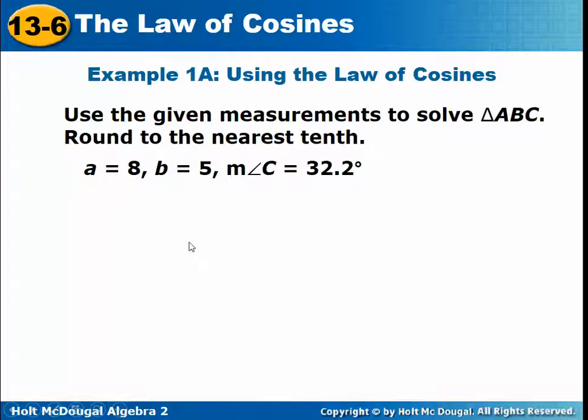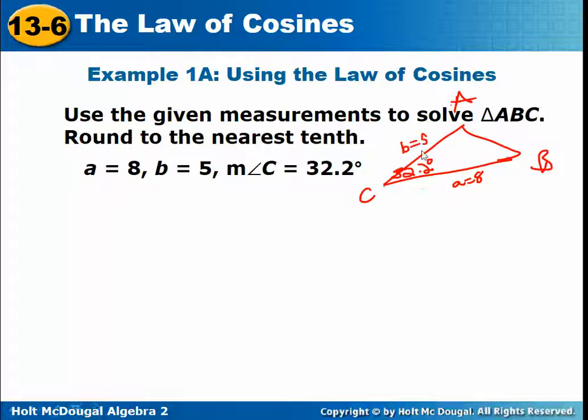So here's an example. We're going to solve triangle ABC. Now they don't always draw the triangles, but I find it helpful to go ahead and put that in there. So I'm just going to sketch a triangle. I'm going to call angle C right here, and then I'll call this angle A and this angle B. So C is 32.2 degrees. Side a would be opposite angle A, and that's 8. Side b would be opposite angle B, and that's 5.